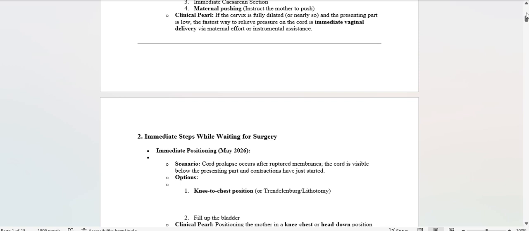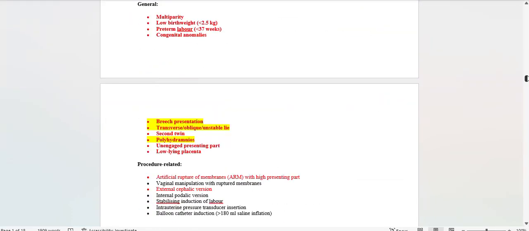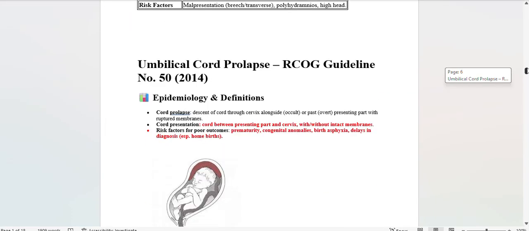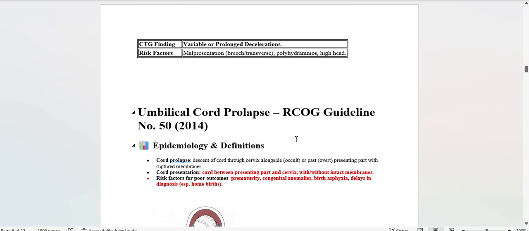Okay, so we will read the questions as well, all the recall questions. So nothing extra to do. Okay, cord prolapse: descent of cord through cervix alongside or past the presenting part with ruptured membranes. Cord between presenting part and cervix with or without intact membranes. Cord presentation is something different. Cord prolapse is something different.